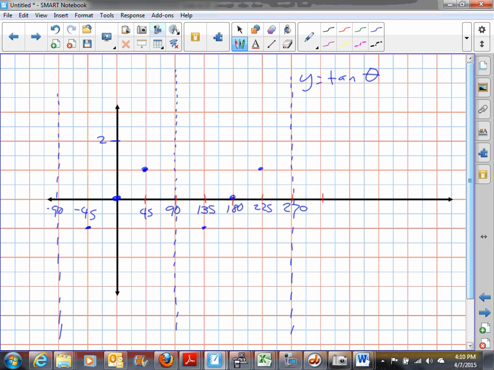Now, the tangent graph then looks like this. And it does that over and over and over again. Now, nobody else does this, but I like to refer to the points that are halfway between 0 and undefined as the amplitude point.